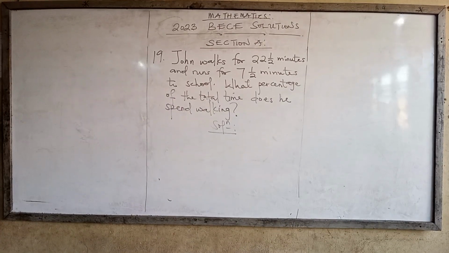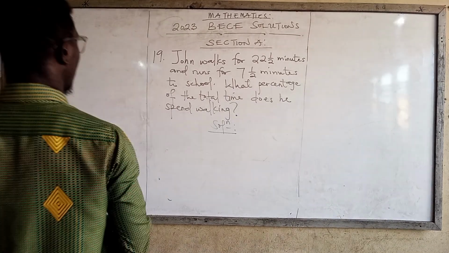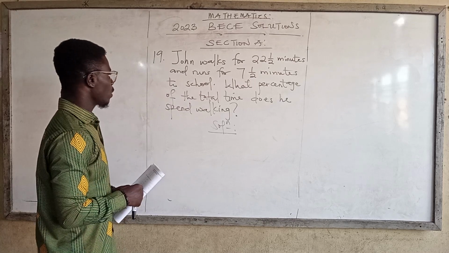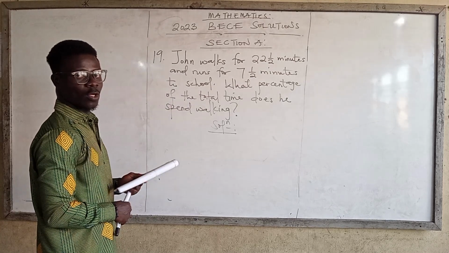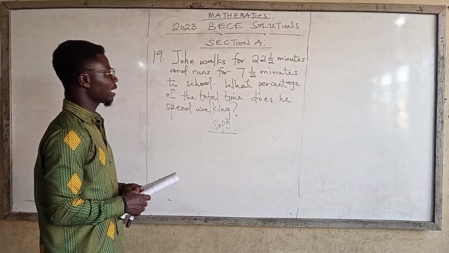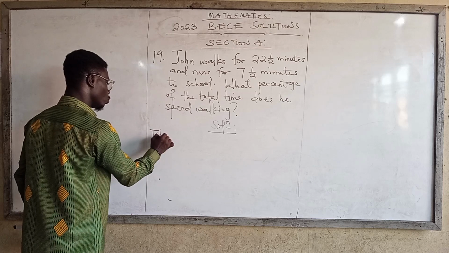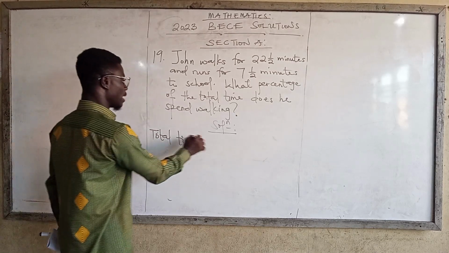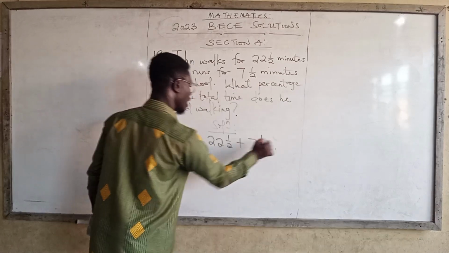All right, so John walks for 22 and a half minutes and runs for 7.5 minutes to school. What percentage of the total time does he spend walking? So this time around, let's see the total time. Okay, so we want the total time, which means we have to add 22 and a half plus 7 and a half.